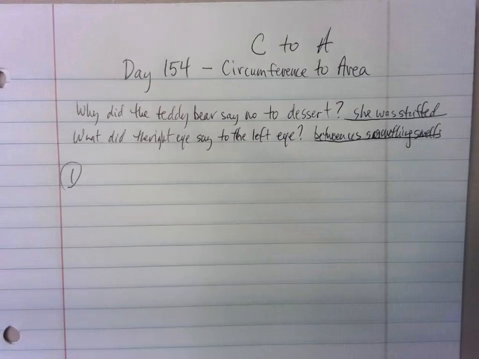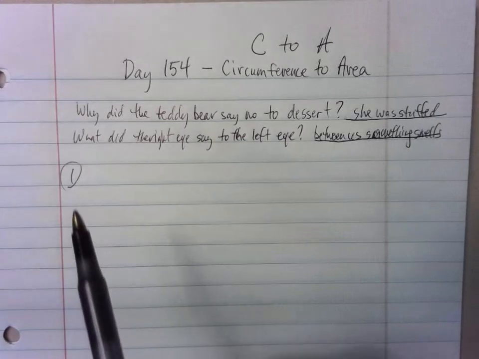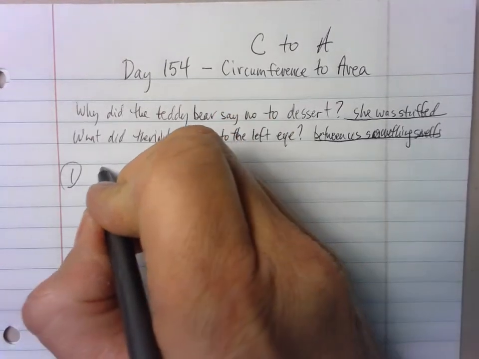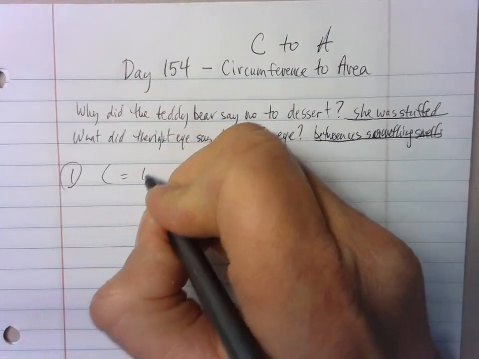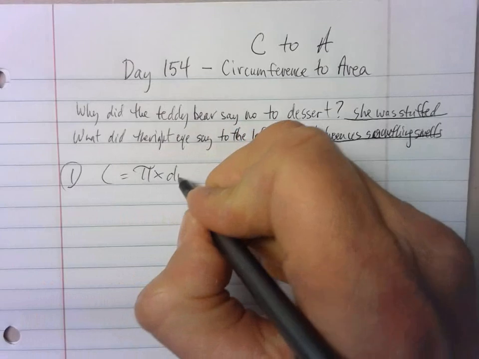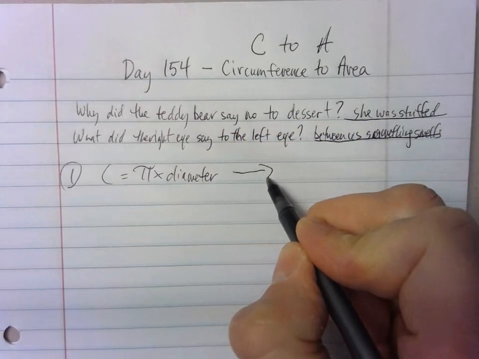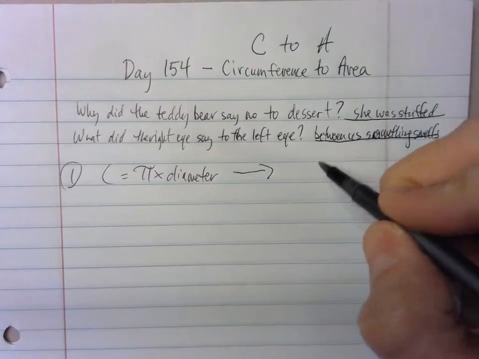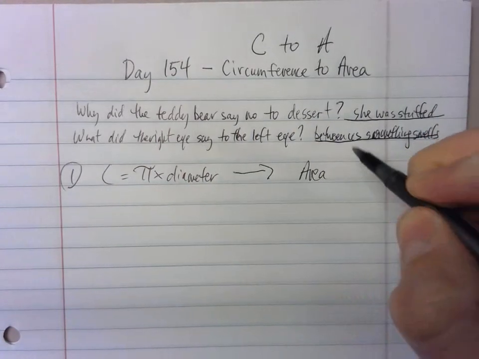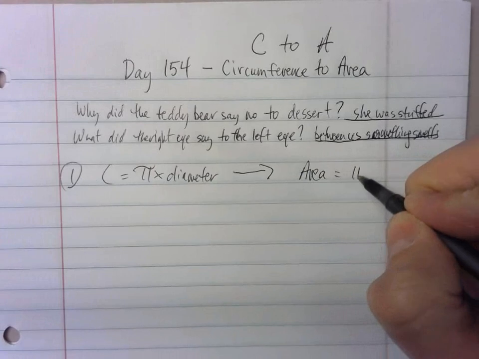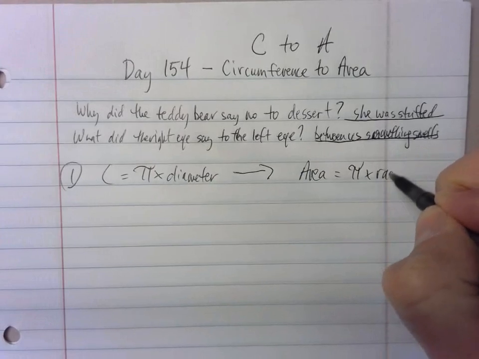So today we're going to talk about how to go from circumference to area, when they give you the circumference. Of course, the circumference formula is pi times diameter. We're going to work our way backwards and figure out the area of the circle. And of course, we know area is pi times radius squared.